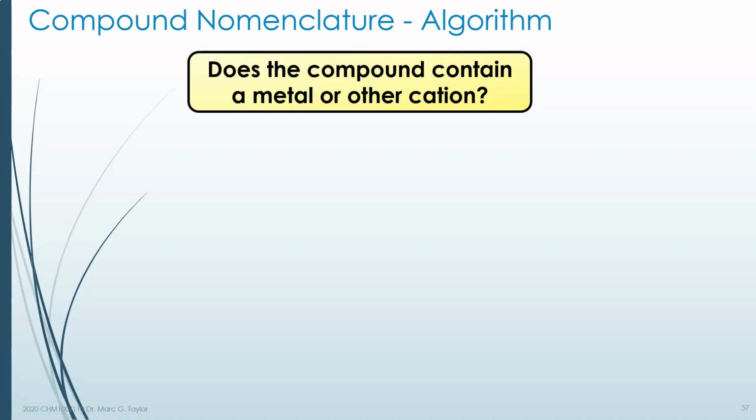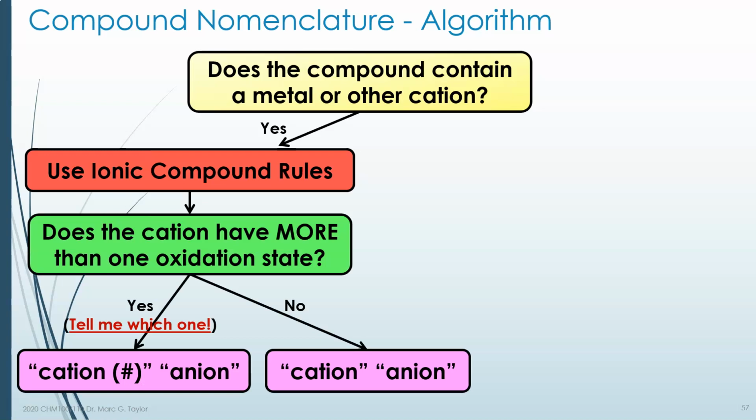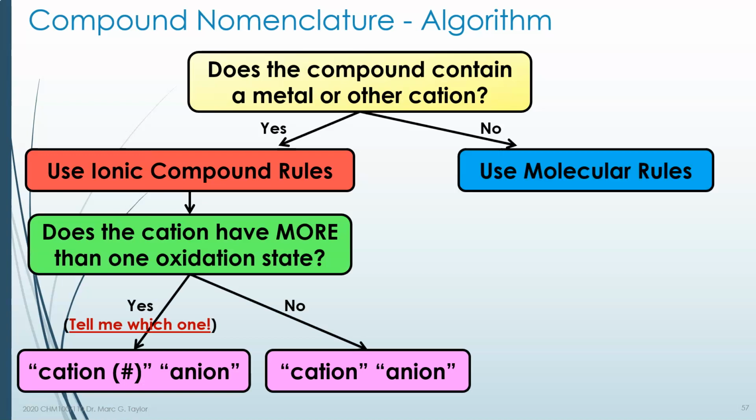So the overall algorithm for naming them, you look at a compound, you look for a metal or ammonium ion. That's the one polyatomic cation that you know about at this point. And if it has a metal or ammonium, you're going to use the ionic rules, which we've already gone over. But if it does not have a metal, we use the molecular rules or covalent rules.